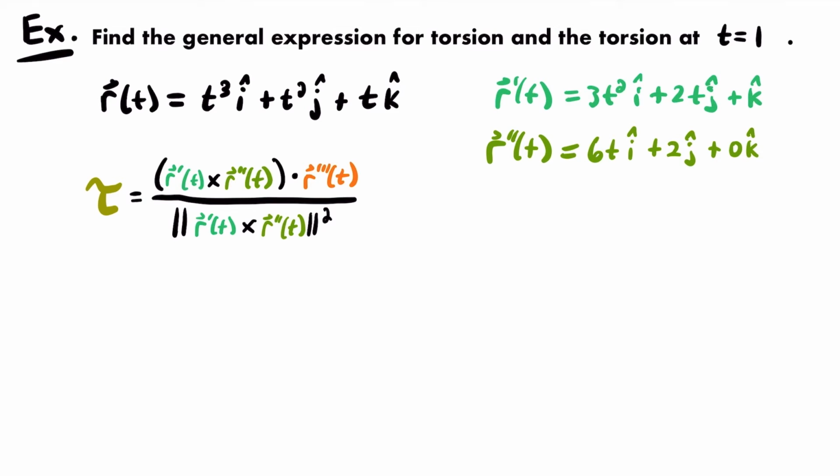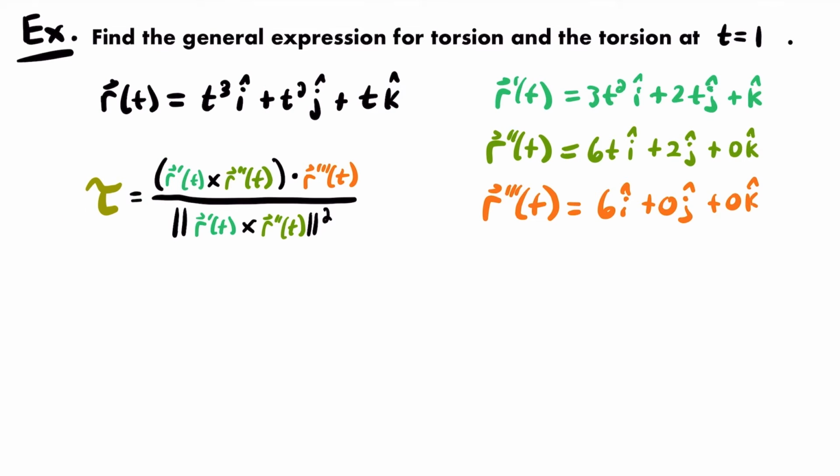And then finally, let's find the third derivative, r triple prime of t. Taking the derivative of these components again, the derivative of 6t is 6, the derivative of 2 is 0, and the derivative of 0 is still 0. So we get 6i plus 0j plus 0k. All right, so there we have it. We have the first, second, and third derivatives of our vector function, which are all the vectors we need to calculate torsion.